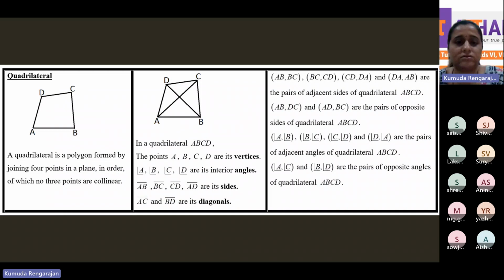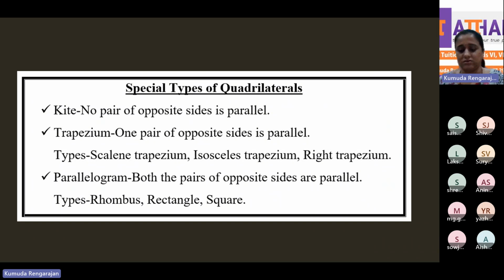So that's about the parts of a quadrilateral. Now next, types of quadrilaterals.